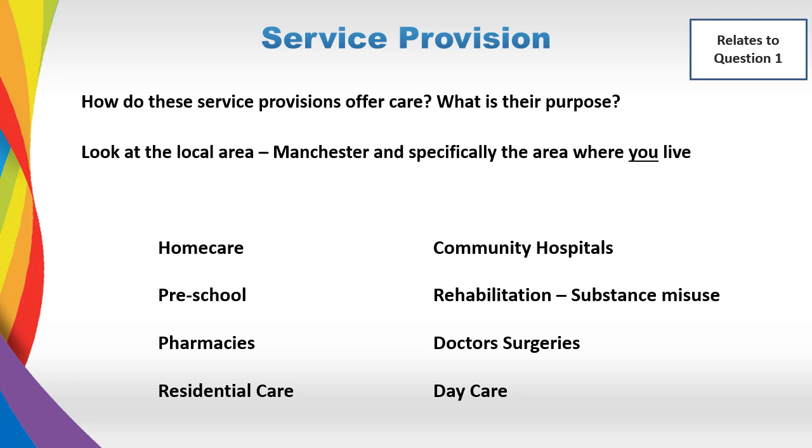So service provision in Greater Manchester and across the rest of the country, of course. We've got home care, like I started with. There's then preschools, there's pharmacies, residential care settings, which could be for older adults, could be for people with dementia, could be for people living in an assisted living space if they've got a learning disability or a physical disability where they're not able to get a place of their own. It could also be residential care for children that have been in failed foster placements as well. Community hospitals, rehabilitation sites such as substance misuse places. Not only substance misuse, it could be rehabilitation for people who have perhaps had a knee operation and they've gone to some sort of care provision where there's a lot of physiotherapy, doctor's surgeries, of course, and daycare centres.